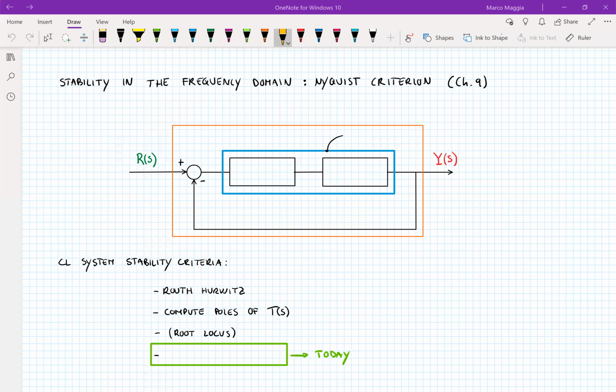Welcome back to part 2 of lecture 16 in week 9. So in this part of the lecture, we're going to see yet another stability criterion for the closed loop control systems. And this is called the Nyquist criterion.